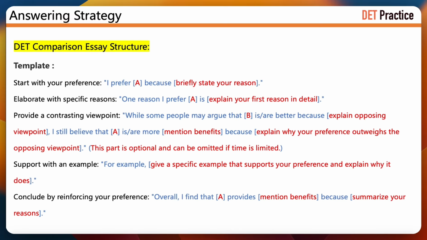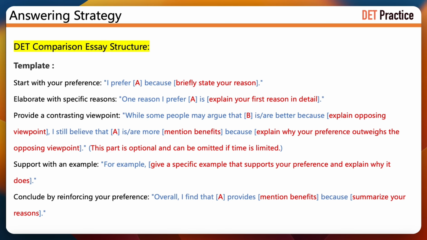This template provides a clear structure for answering DT comparison essay questions. Let's break down each component. You start by clearly stating your preference for option A and briefly explaining why, which sets the tone for your essay and immediately presents your main argument. Next, you elaborate on your preference by providing a detailed explanation of your first reason for choosing option A, allowing you to delve deeper into your argument.